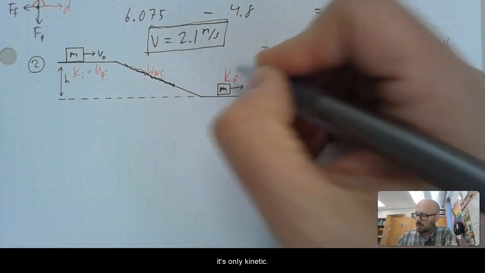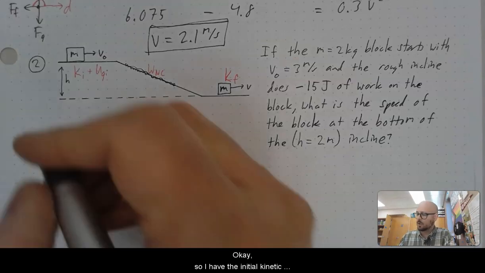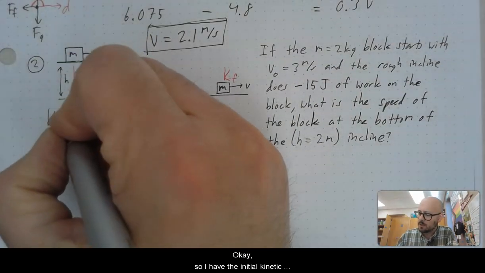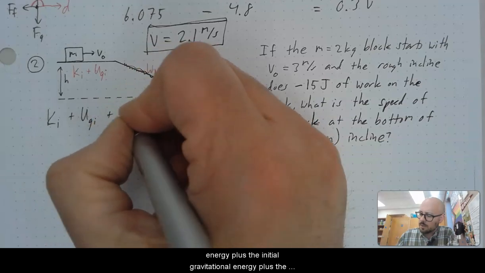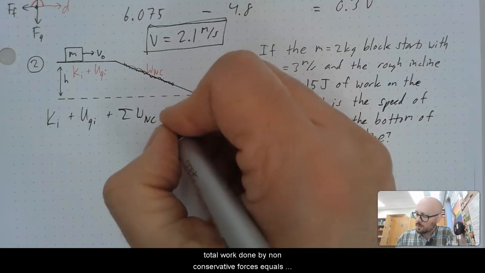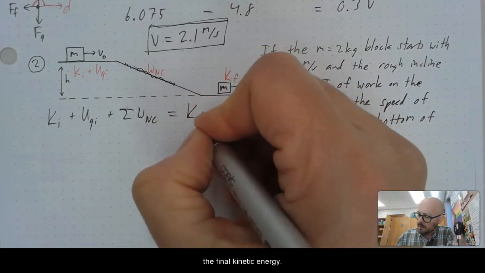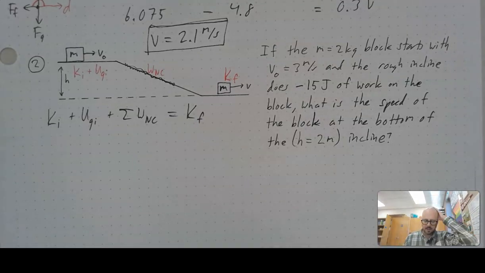It's only kinetic. So I can now write an equation summarizing that. Okay, so I have the initial kinetic energy plus the initial gravitational energy plus the total work done by non-conservative forces equals the final kinetic energy. Okay, so that one has 4 terms, whereas I had 3.